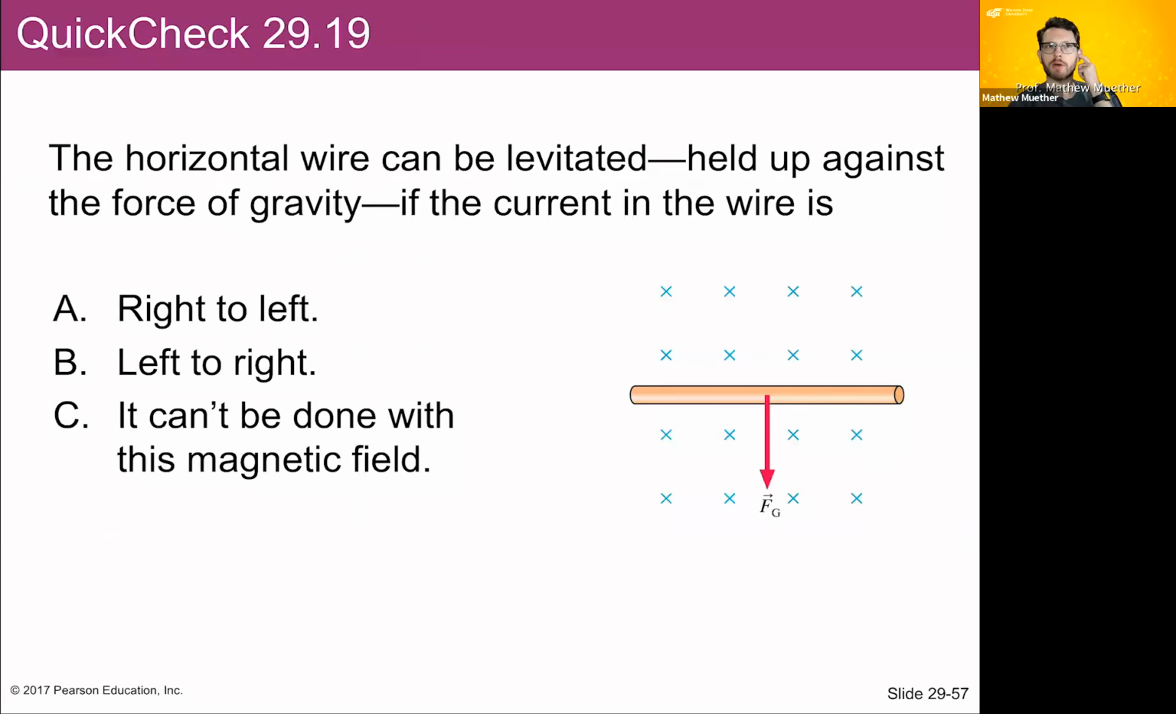Okay, let's go ahead and end. Most popular was B here. Well, let's work through this. We need the magnetic force to point upwards to counteract the gravitational force.